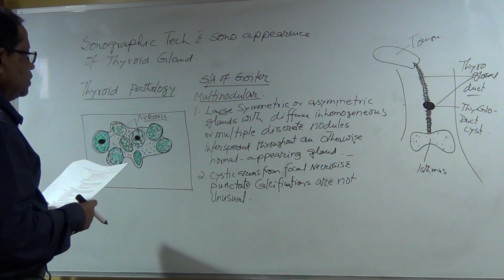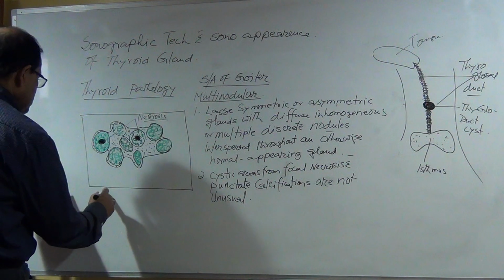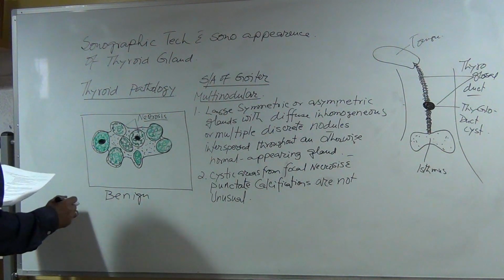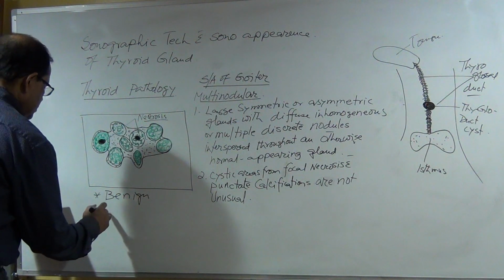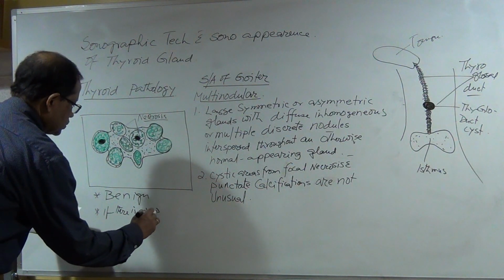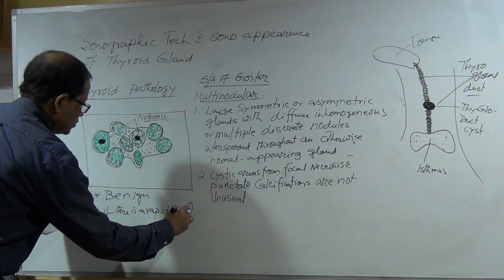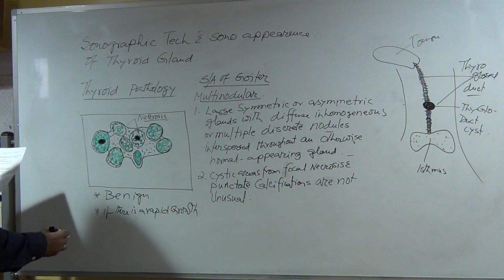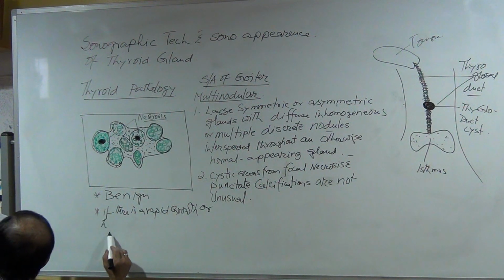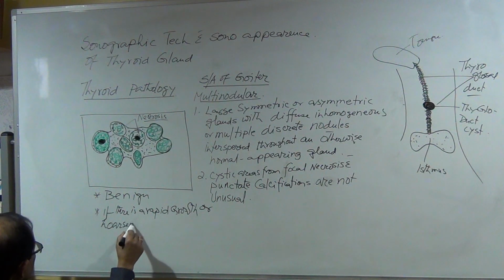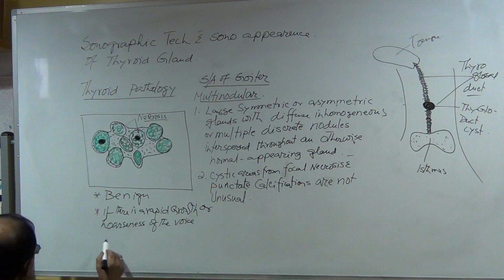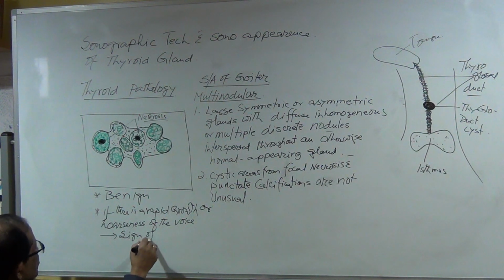And write down, usually it is benign. The goiter is benign, but if there is a rapid growth or hoarseness of the voice, it is a sign of malignancy.